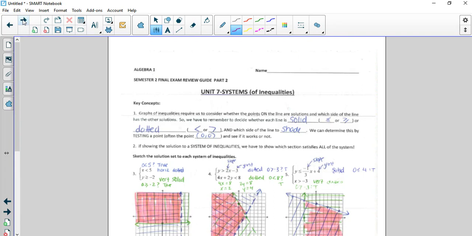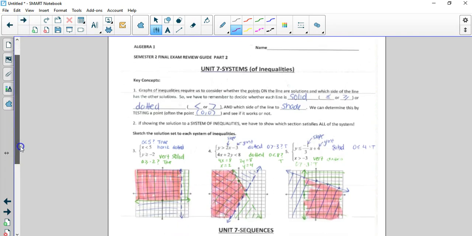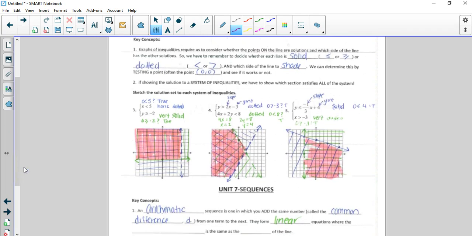All right, Unit 7, Inequalities. Remember, inequalities, you have to use a dotted line or a solid line based on whether or not it's greater than, less than, dotted, greater than or equal, less than or equal, solid. You draw your line, you pick a point, usually the best one is 0, 0, unless it goes through the origin. If it goes through the origin, then pick a different point, like 1, 1.